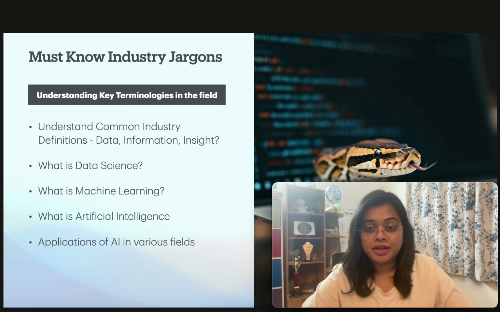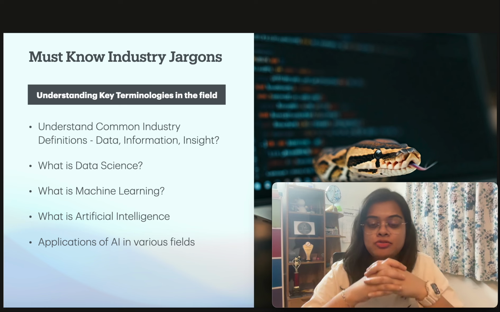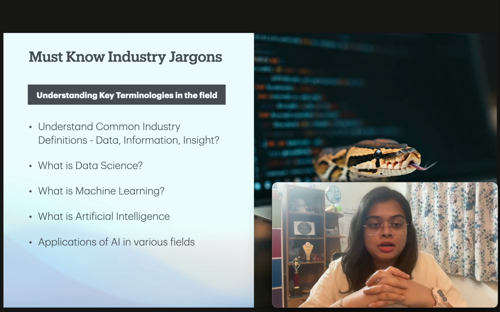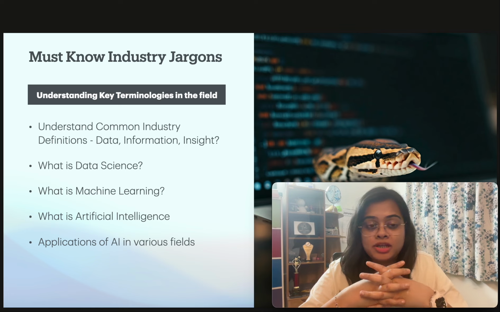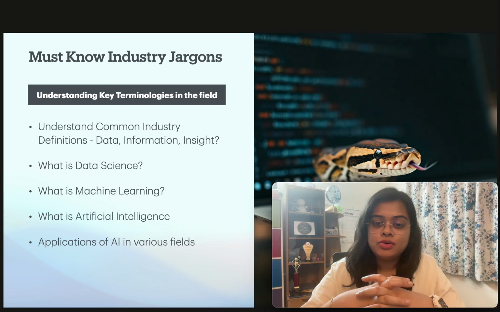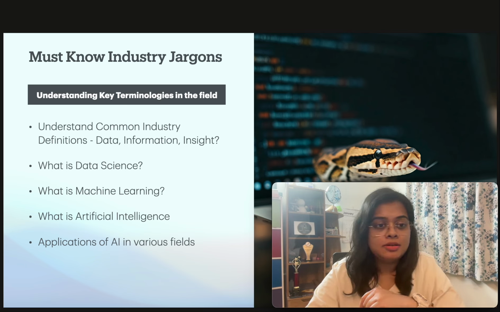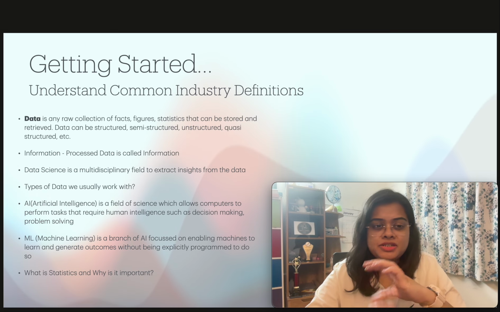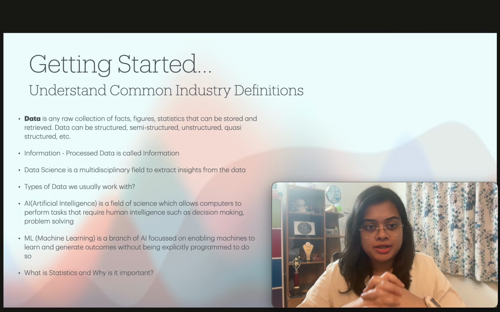My name is Alka Pandey, and today we are going to cover some key industry terminologies that you must know, especially if you're beginning your career in data science and you want to understand what each of these jargons mean. So, when we refer to key terminologies, the first definition, of course, is data. What is information? What is insight? And then terminologies like data science, analytics, machine learning, artificial intelligence. And then we are going to cover the applications of AI in various fields. Starting with the most basic definition, which is data.